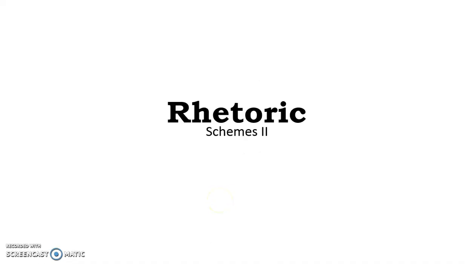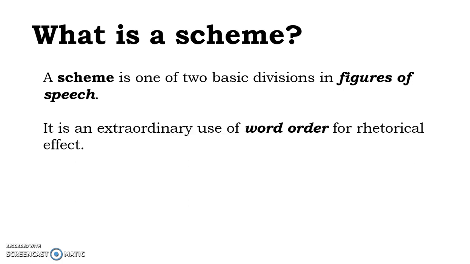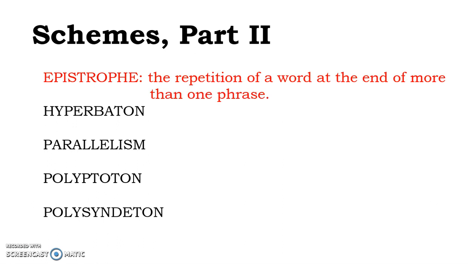In this last week of Rhetoric, we're looking at the second half of our schemes lesson. Just a quick bit of review. A scheme is one of the 2 basic divisions of figures of speech. It's extraordinary use of word order. Trope is extraordinary use of word meaning. Here we're looking at extraordinary use of word order. Our second list of schemes: epistrophe, hyperbaton, parallelism, polyptoton, and polysyndeton.